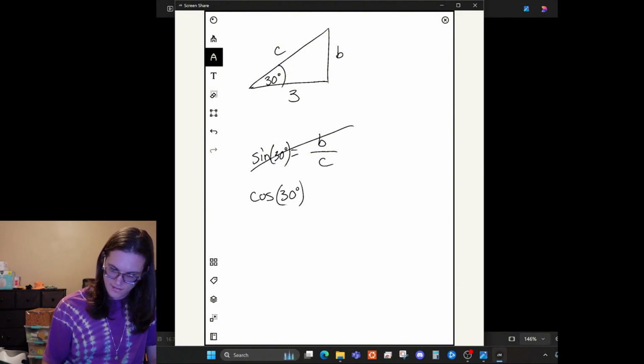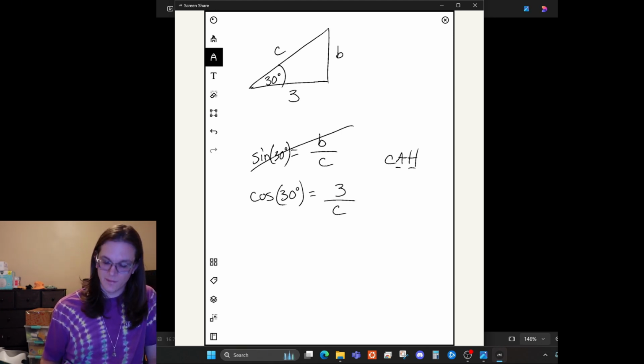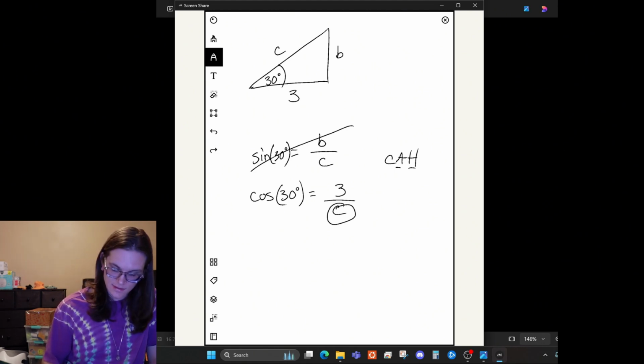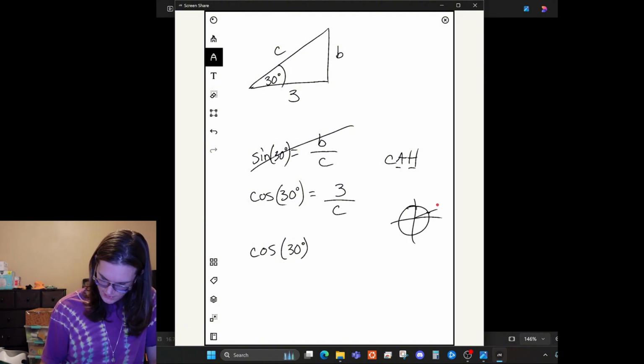Cosine of the angle is going to be equal to adjacent over hypotenuse. So we have 3 over c. Now we have enough information to solve for c. So we'll do cosine of 30 degrees. It's going to be, what? Square root of 3 over 2. Cosine of 30 degrees is equal to root 3 over 2, right?